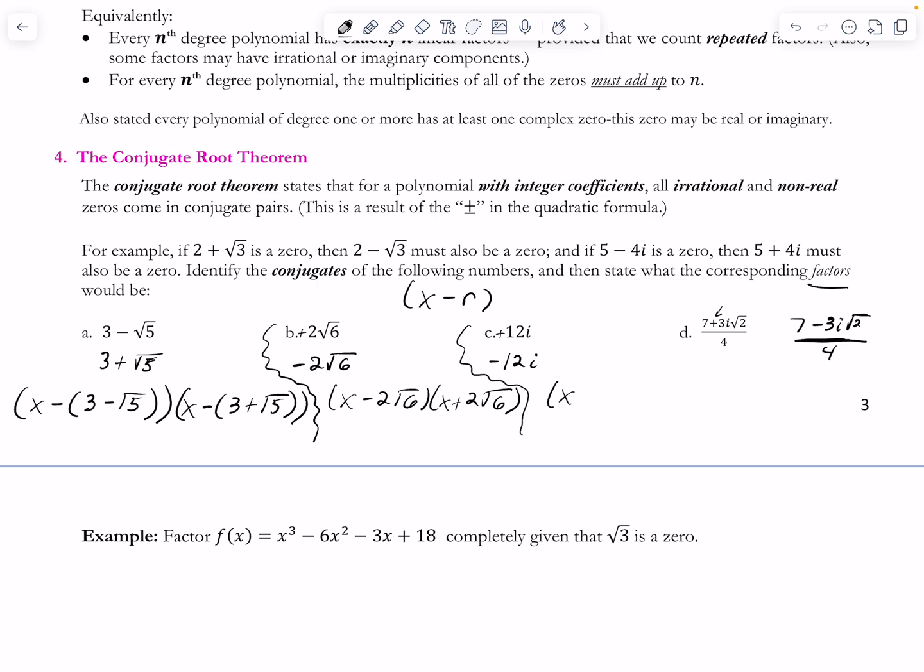Same thing here, x minus 12i times x plus 12i. And the last one, this will be a little tougher. I'll try to do this vertically. x minus, and I'm going to write 7 plus 3i root 2 over 4, and then times x minus 7 minus 3i root 2 over 4. Key thing here, guys, you're going to see me do this in a moment, is to make sure you put the opposite sign in front.